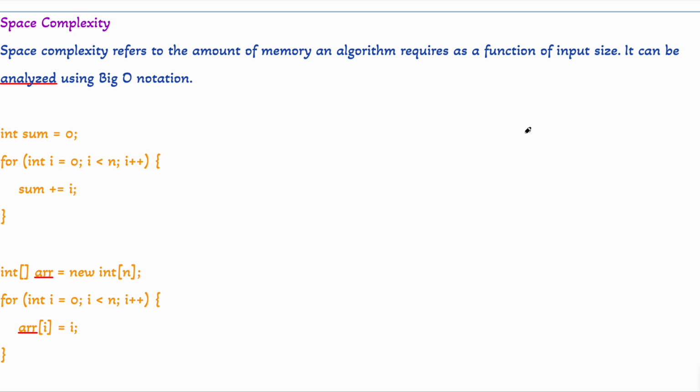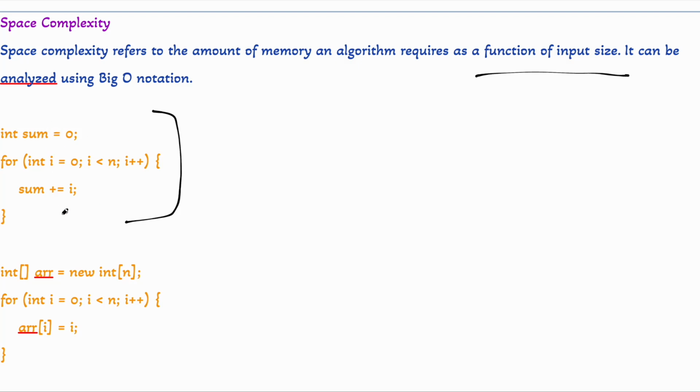And let's talk a little about space complexity as well. Space complexity is nothing but the extra space that we use as a function of input size. It can also be analyzed using the big O notation that we discussed before: we calculate the extra space that an algorithm is taking, and then represent that as a big O notation following those three steps. Let's take a few examples here.